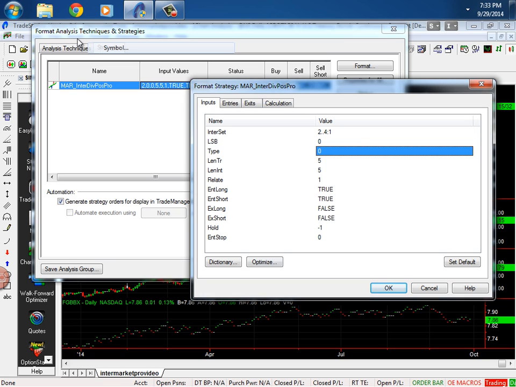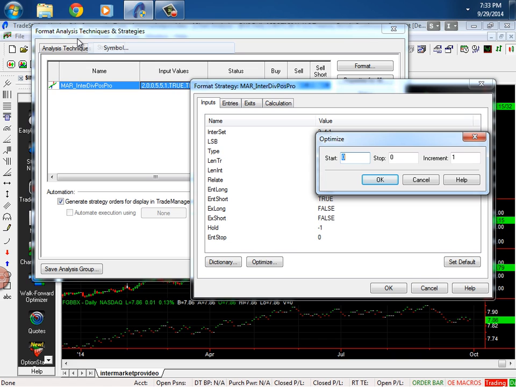Type. Now, the Intermarket Divergence Pro product uses 2 different types of momentum to tell us whether the market is in an uptrend or a downtrend. So 0 and 1 tells us whether we're using a simple difference or price relative to a moving average.